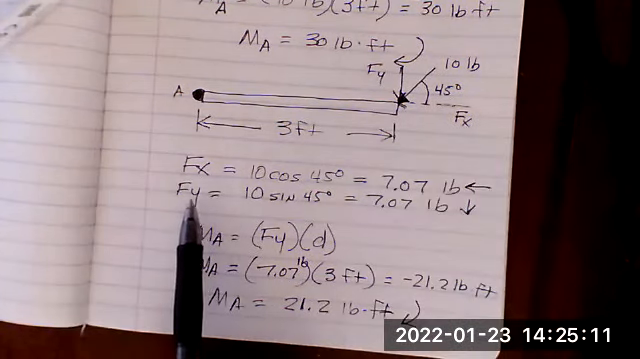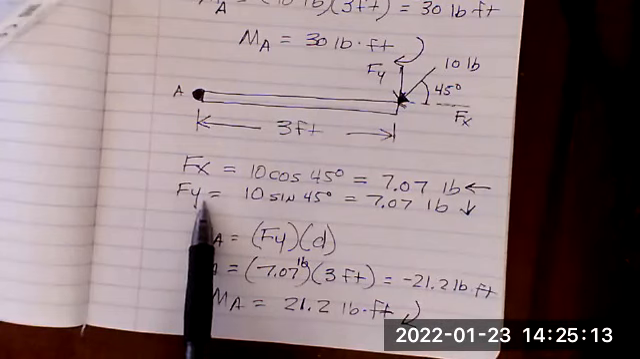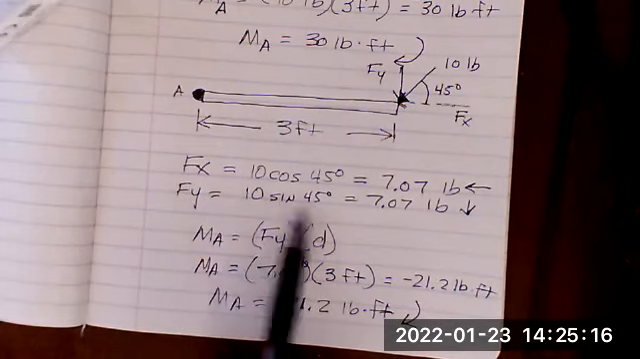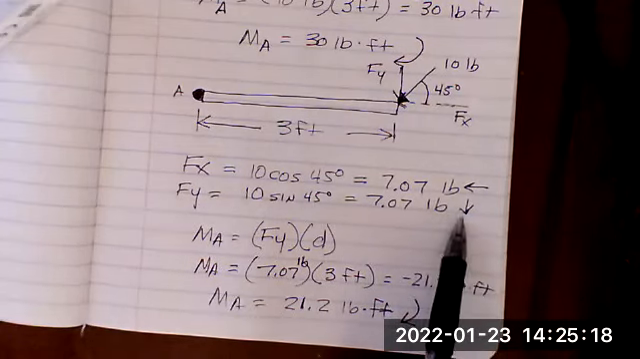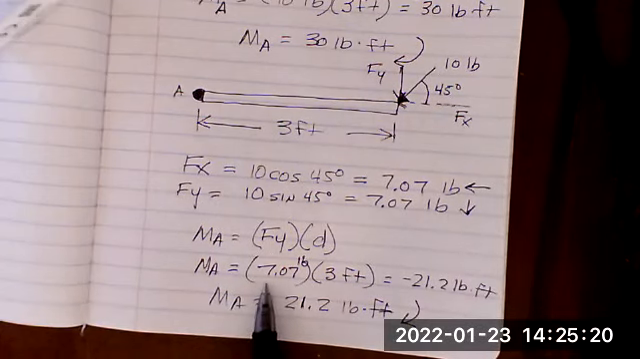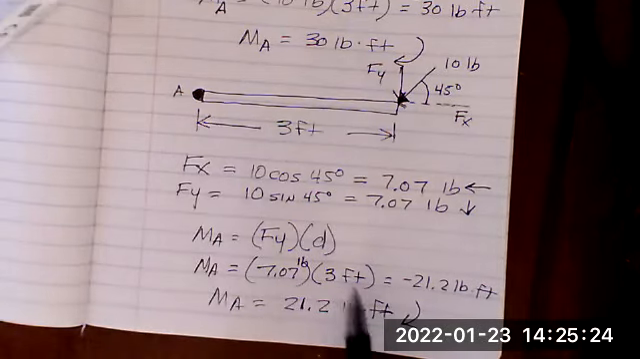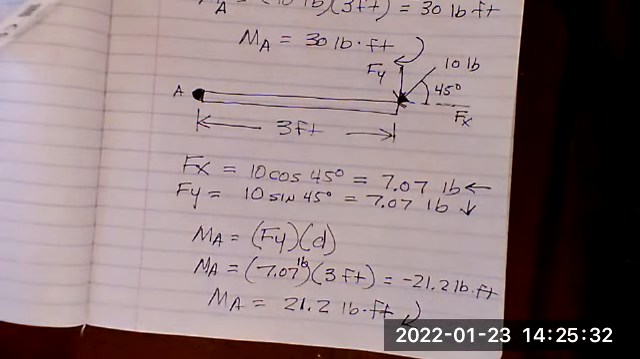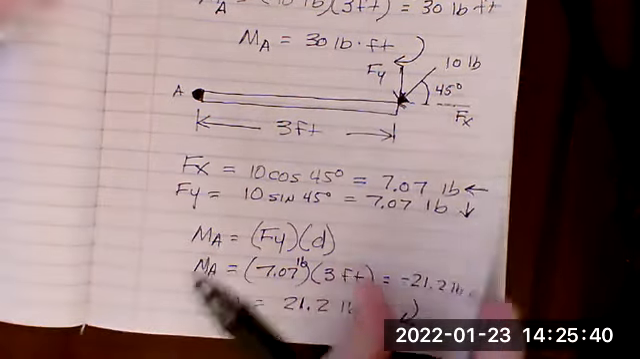Okay, so we find the vertical component, which is 10 sine 45, which is 7.07. We put this in here for the force, times 3 feet. That's the width of the door. It's equal to 21.2 pounds. It's negative, so it's causing clockwise rotation. Okay, all right, let's keep moving here. You got a lot to do here today. Let's look at another example.